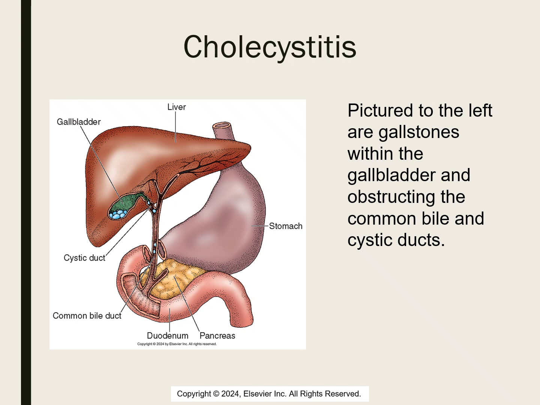And then we have inspiratory arrest. This is called Murphy's sign. And this happens when we are palpating the liver border while the patient takes a deep breath. And if they experience pain, it may indicate cholecystitis. If you guys take a look at the picture on the left, you can see those little blue gallstones, and they are going to be obstructing the common bile and cystic ducts.